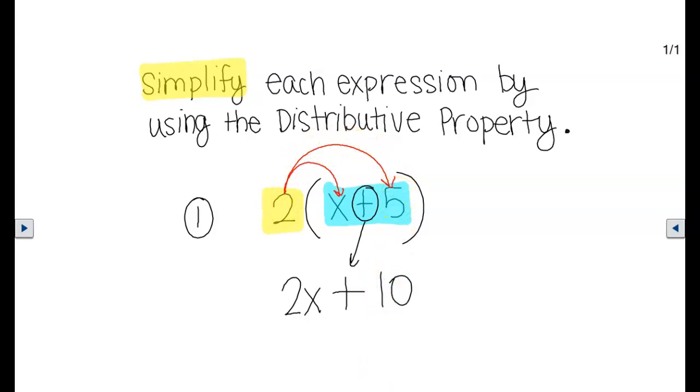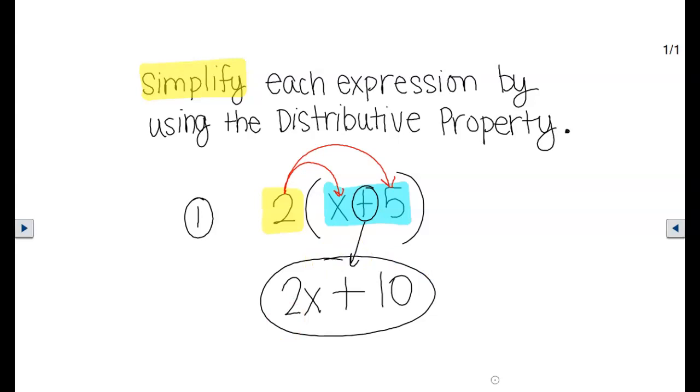2 times 5 we know is 10. So we're going to end up with 2x plus 10 as our answer. The 2x came from 2 times x. Couldn't work that out, so I just write it down like it is. And then 2 times 5 gave me the 10. Now, at this point in the problem, we are done. We cannot add 2x plus 10 because we have no idea what 2x is. We have no idea what 2 times x is. So this would be my final answer.